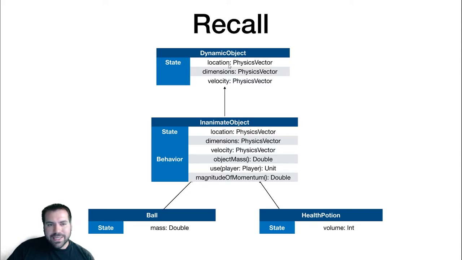InanimateObject also extends DynamicObject, so we can guarantee that every InanimateObject, which includes these two types down here and any extra types that extend InanimateObject, will have location, dimensions, and velocity because they are dynamic objects. We call this an is-a relationship. A HealthPotion is an InanimateObject, which is a DynamicObject, and by transitivity, a HealthPotion is a DynamicObject. So it gets all of the content of all three of these types.